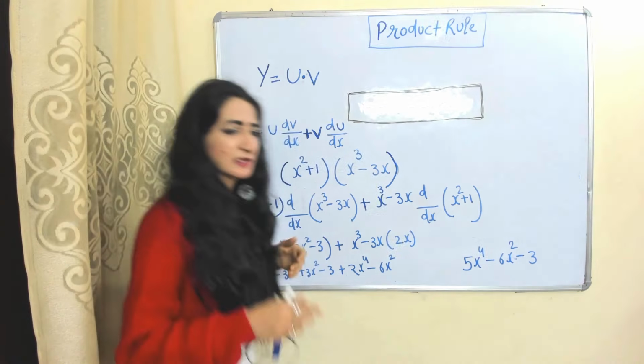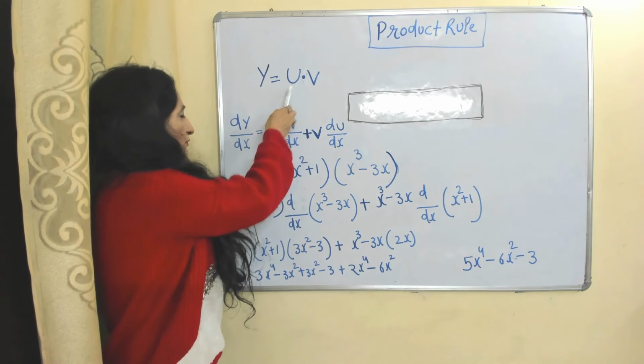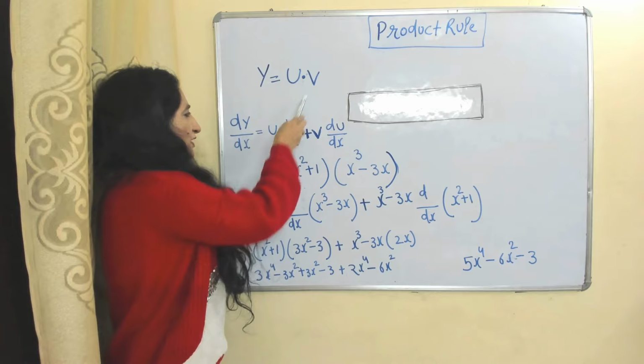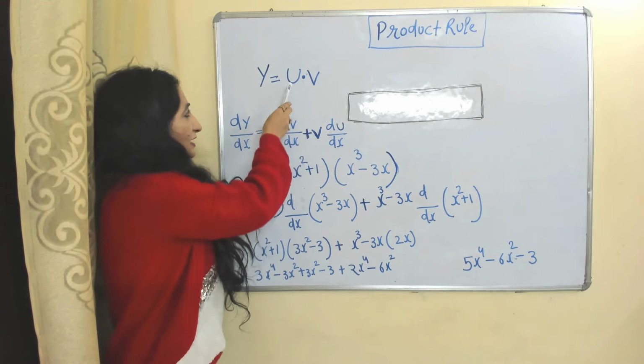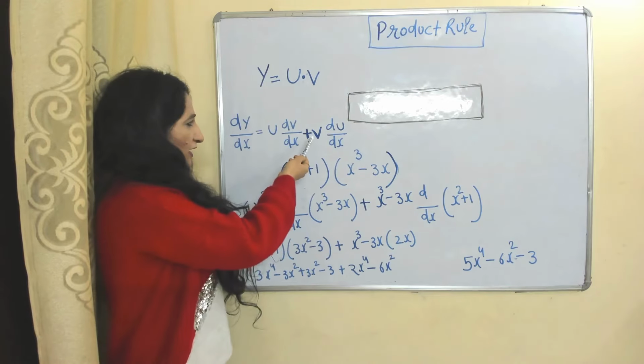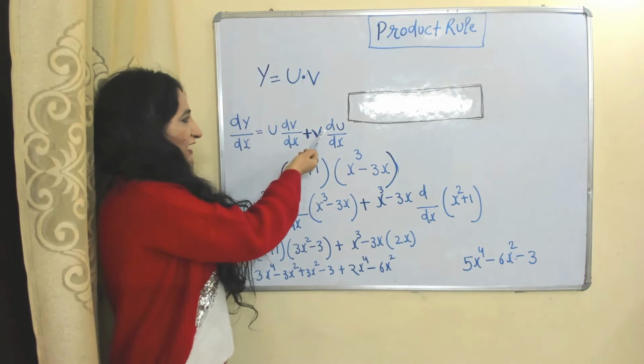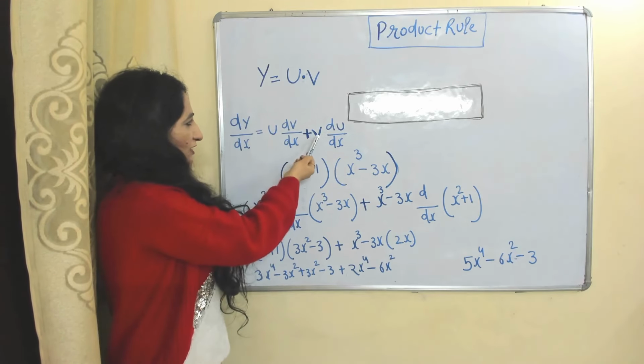y equals u into v. First of all, we keep u as it is, differentiate v with respect to x, then apply plus sign, then keep v as it is and differentiate u with respect to x. Only in the case of the product rule, initially you can keep v as it is and differentiate u. After that, you can keep u as it is and differentiate v. Only in the case of the product rule.